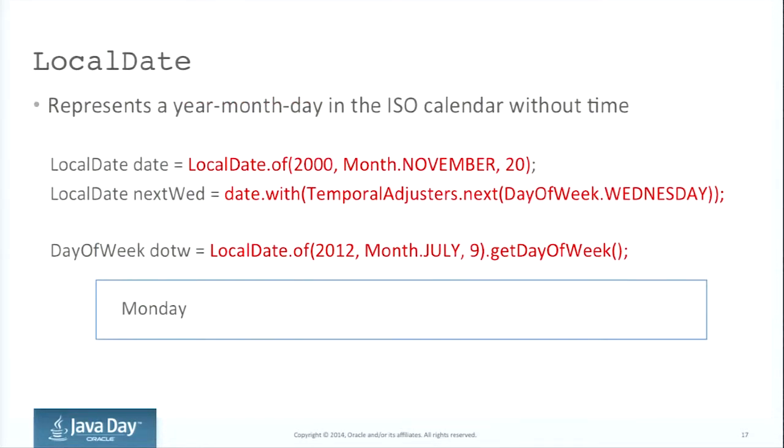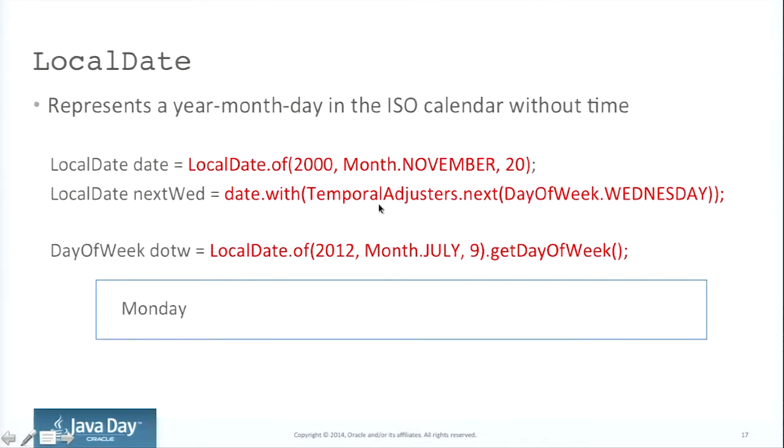Okay? So let's start with LocalDate. This represents a date, right? And the format of year, month, and day, following the ISO calendar, okay? See how I construct a particular day. We create a new date that is going to be November 20th of 2000. This is how you create that date, okay?